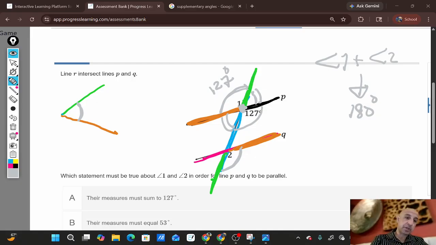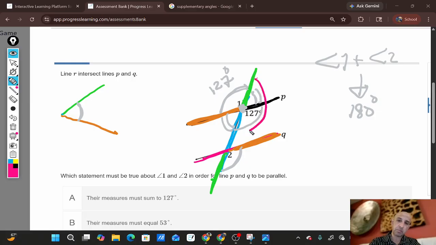The second property we need to concentrate on is this angle here, and this angle here, look at this angle 127. Both angles form what we call a line. So that means these angles together are 180 degrees.